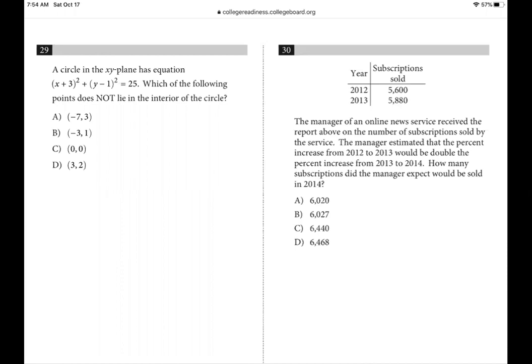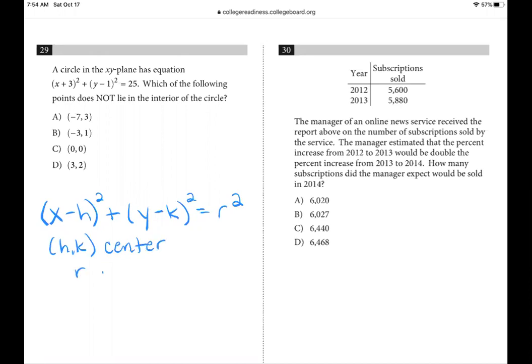So for 29, you want to make sure you are familiar with the equation for a circle. This is not provided on the formula page, but I consistently see questions on all the different practice tests that require the equation for a circle. So this is a good one to make sure you know prior to the exam. When you have this equation, (h, k) represents the center of the circle, and r is the radius.